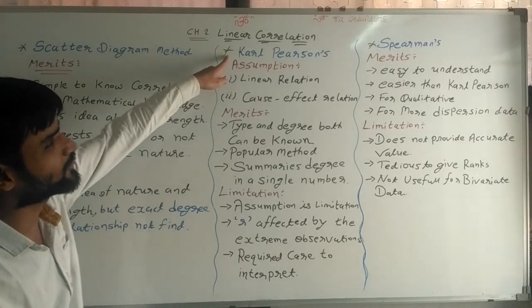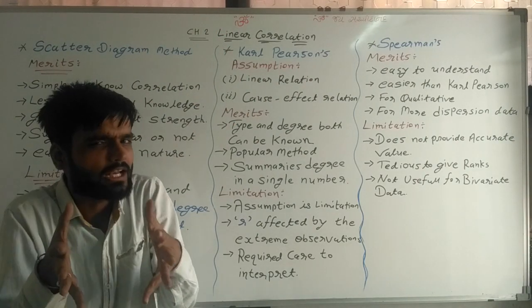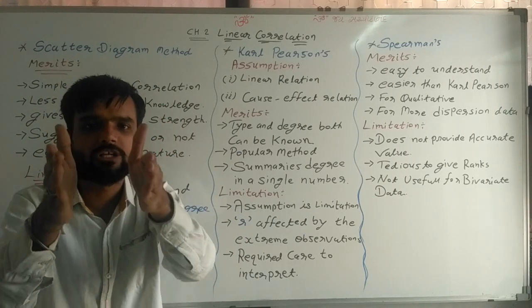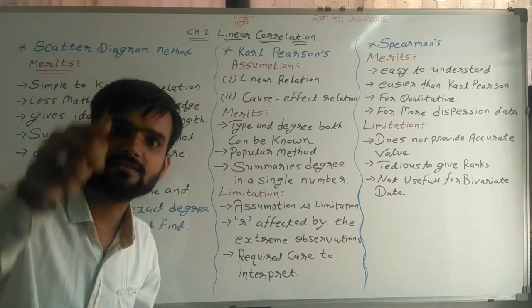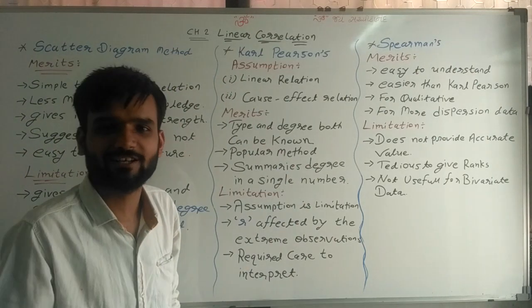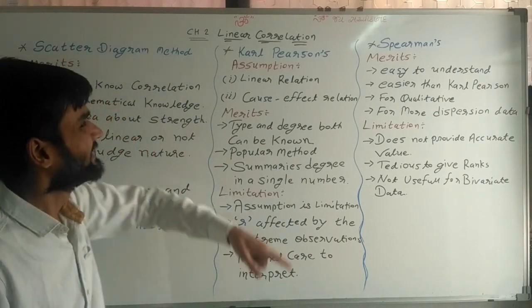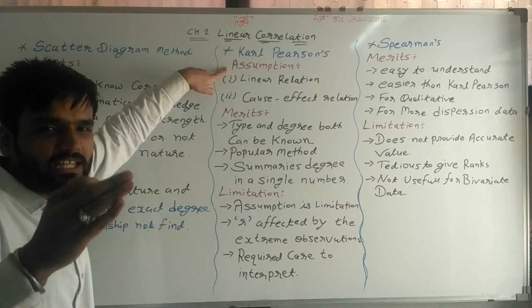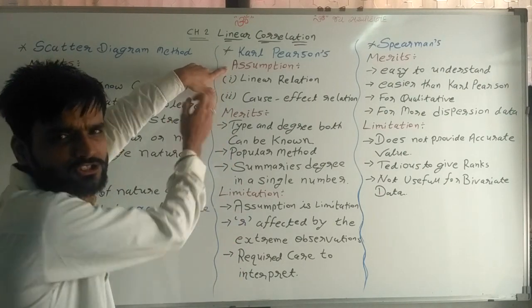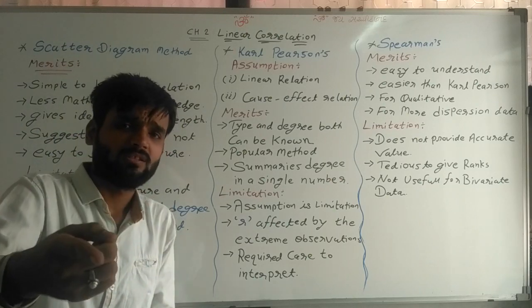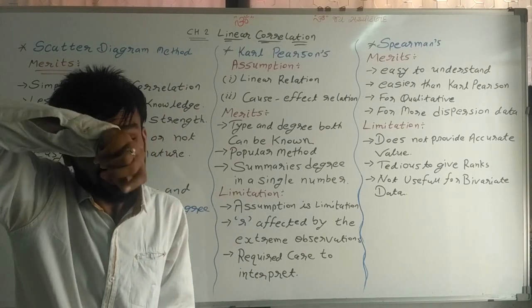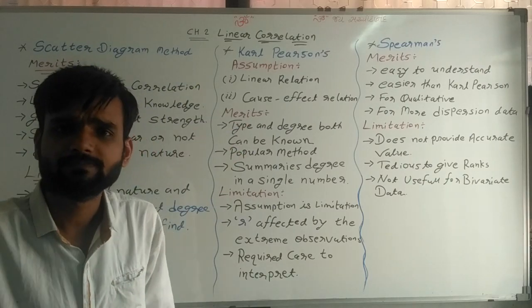Now we are talking about Karl Pearson. Why did Karl Pearson enter? To measure exact value between two variables. And that is the merit of Karl Pearson method. Now see, Karl Pearson's assumptions. First of all, basic thing, Karl Pearson has assumed something, and then he said, now we can find relation between two variables. Now, which are the assumptions of Karl Pearson?